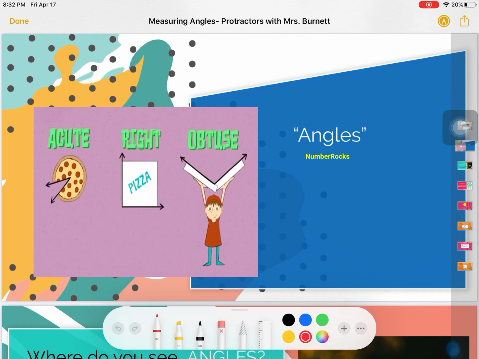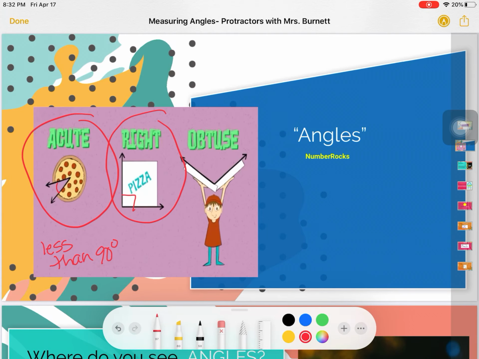The first type of angle that we have is an acute angle. And remember, an acute angle is going to be an angle like this that is less than 90 degrees. Then we have the right angle, and you can see that's a perfect perpendicular angle that is exactly 90 degrees. And then we have our very large obtuse angle that is more than 90 degrees.